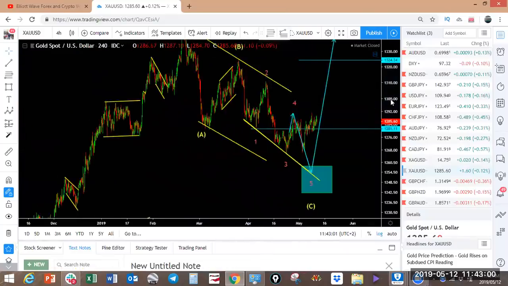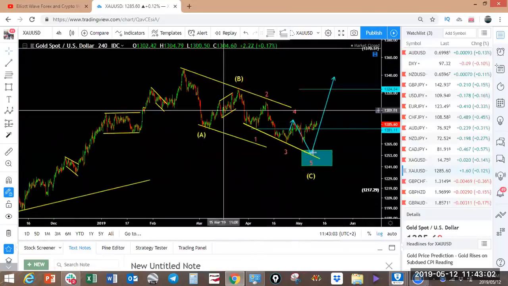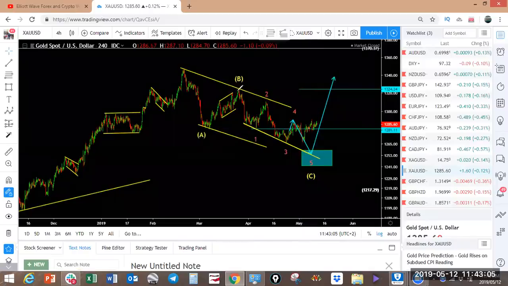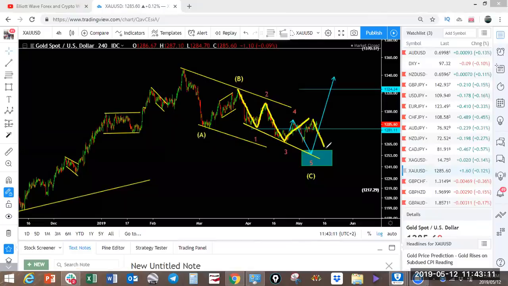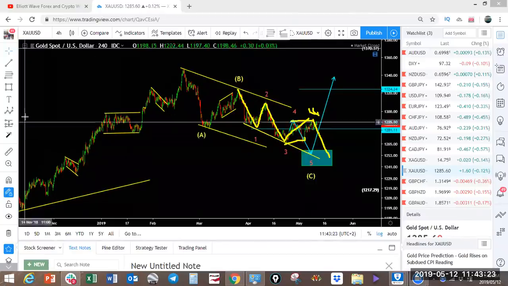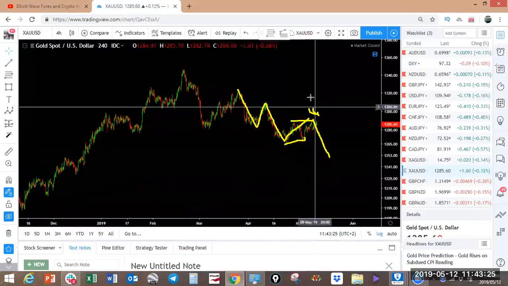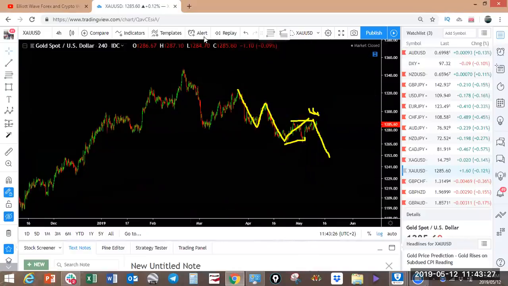Clean it up. Okay, so that's the channel for the whole correction. So what we're looking at here is a 1, 2, 3. The current move looks to be a 4, and then we look for this one to come and make a down. 1, 2, 3, 4, and a 5. So the 4 is this one here, and a 5 to the downside. Looks like this is a corrective structure. Let's switch off here. This is a corrective structure for one more down.